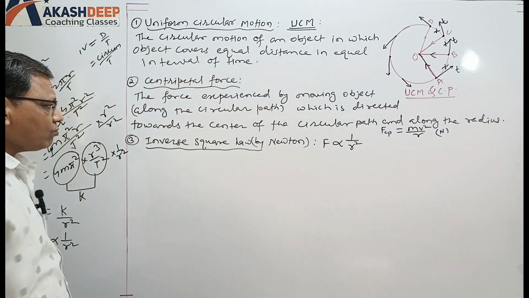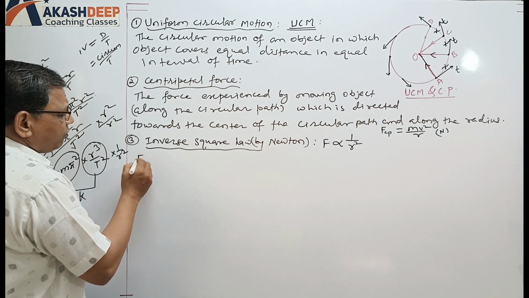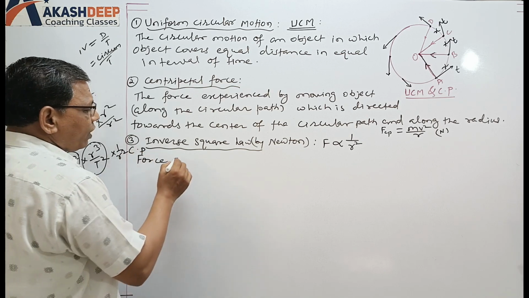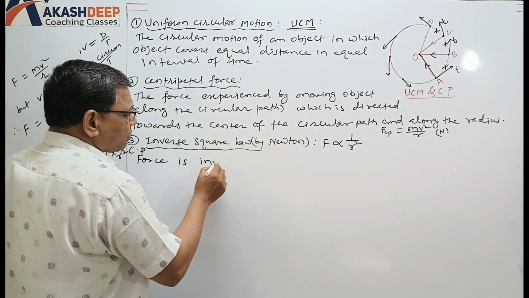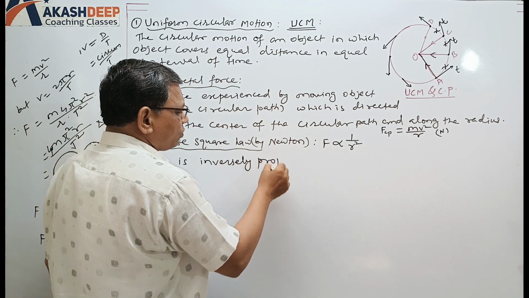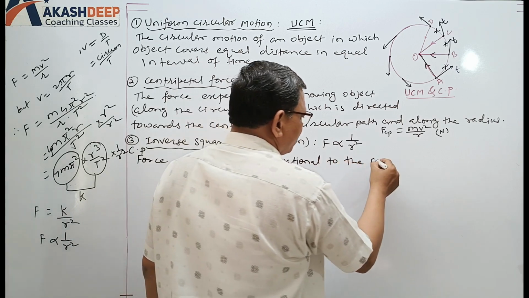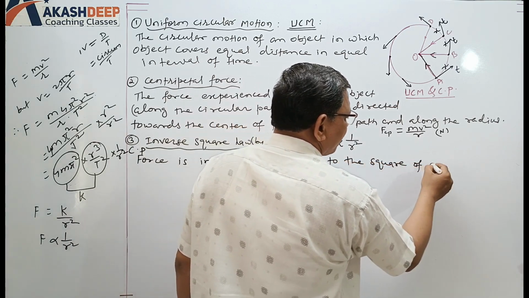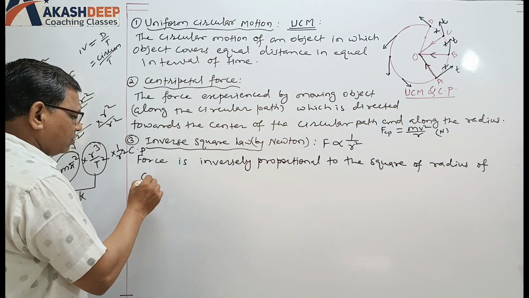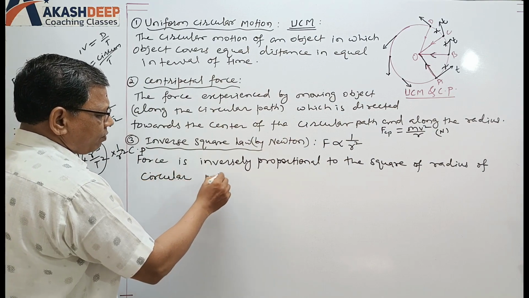Now let us see. According to Newton, the centripetal force, or Fc, is inversely proportional to the square of the radius of the circular path.